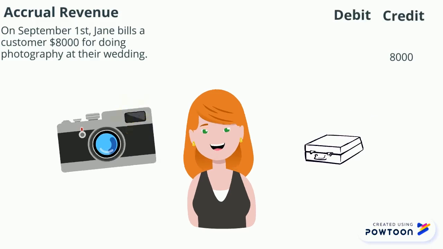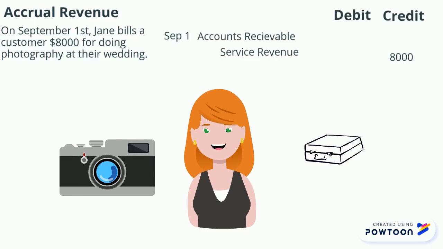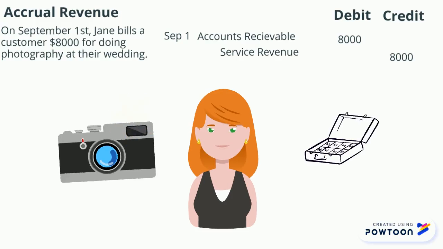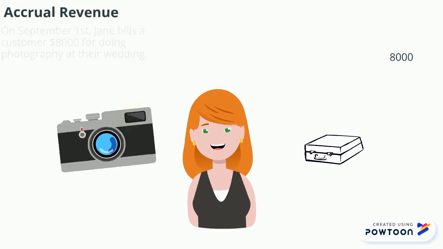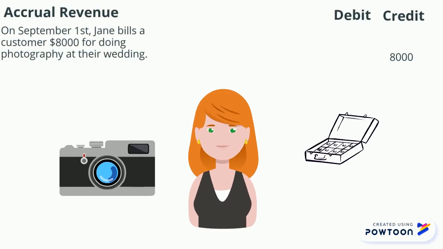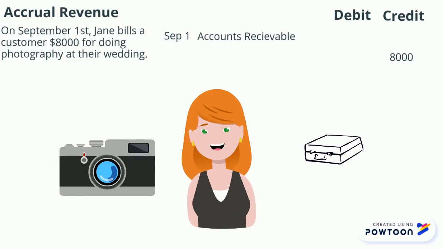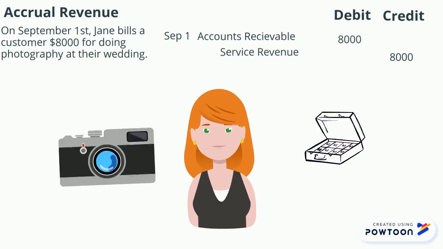On September 1st, Jane bills a customer $8,000 for doing photography at their wedding. Jane's journal entry will start off with the date, September 1st. In this instance, Jane will debit accounts receivable and credit service revenue, as the service has been provided but cash hasn't been received yet. She will record $8,000 for both the debit and credit accounts.